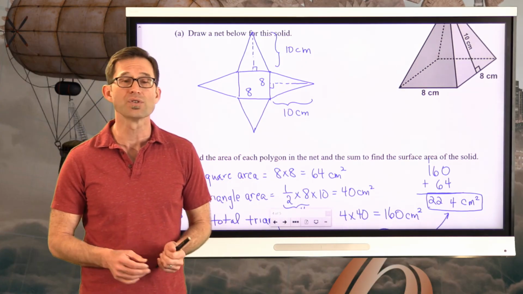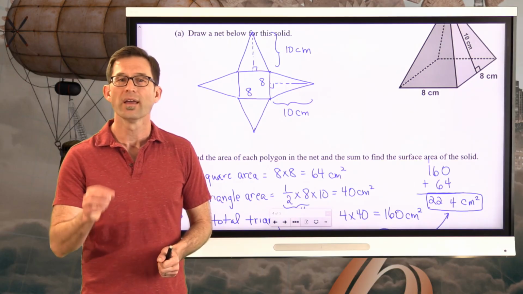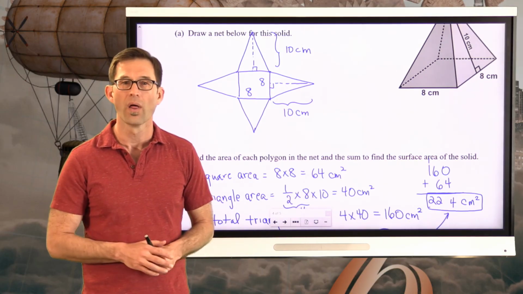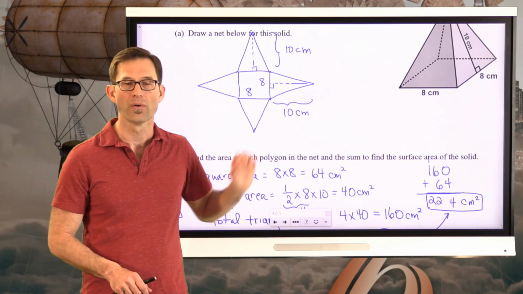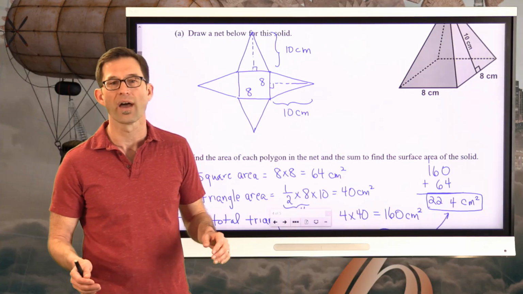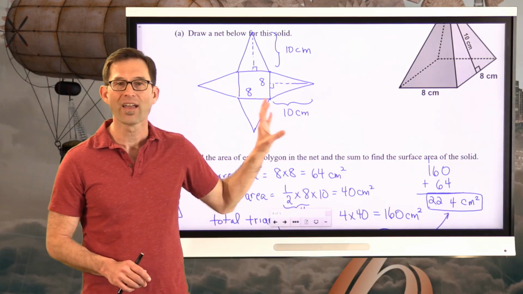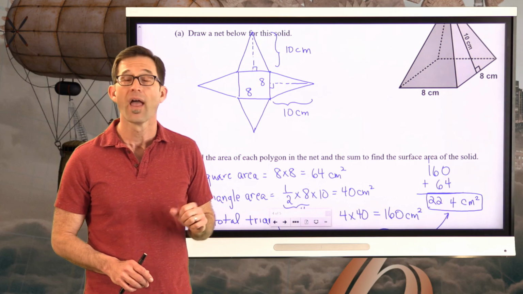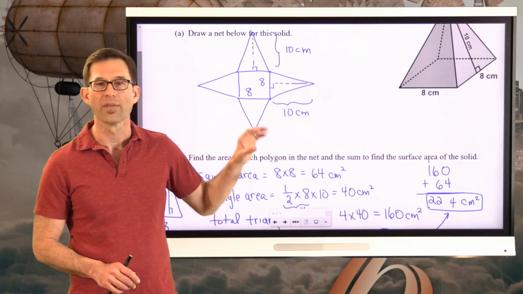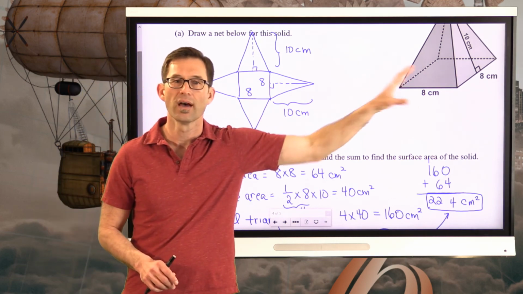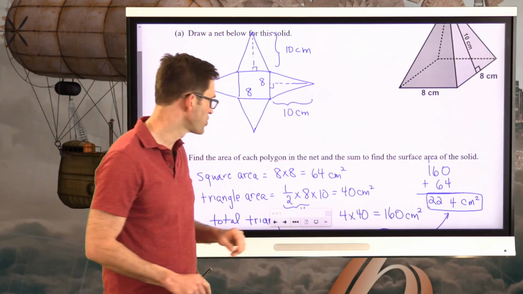Each one of the calculations is pretty easy on its own. It's just making sure that we've kept track of it all. And that's where a net can be helpful, right? Because it can really say to us, oh, okay, I've got to remember that I have 5 areas that I'm adding up here. And it's a little bit easier to maybe look at this picture than it is at this picture. All right, let's wrap this up.